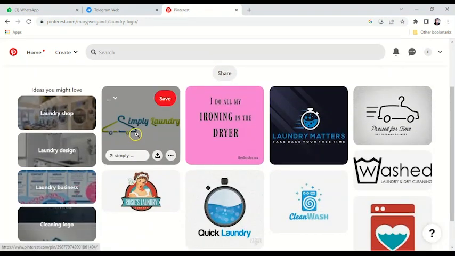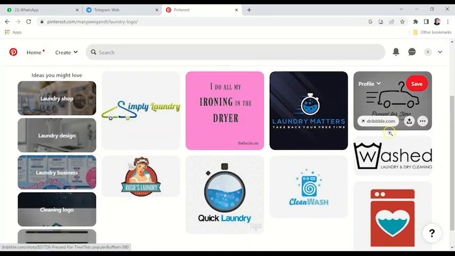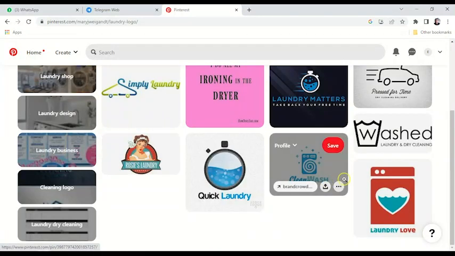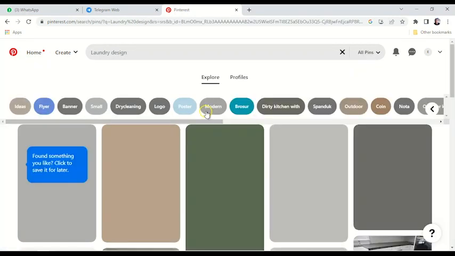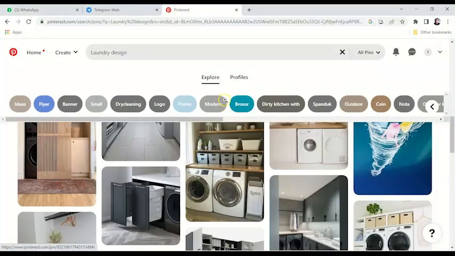So you see some of the concepts that people have done before. This person used a hanger to make it simple. This person used something that has to do with showing that you're washing clothes. Then this person, I don't know what this one is, and this is this, and this is this. And so there are many more laundry designs. So I will click on one, and okay, this one is not just for logo.